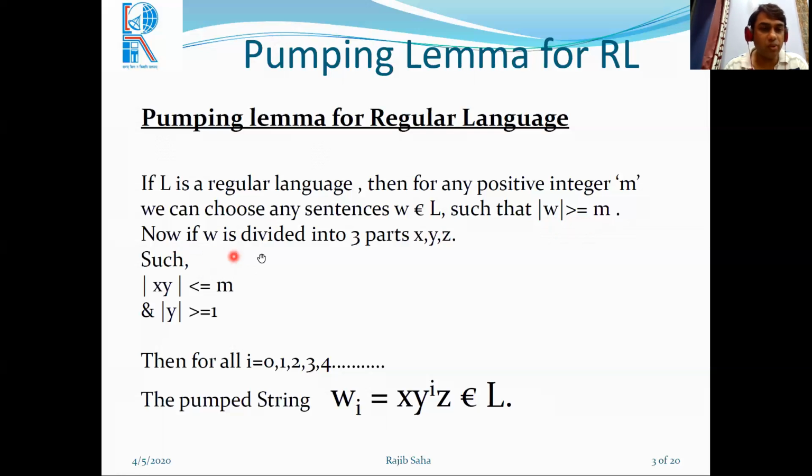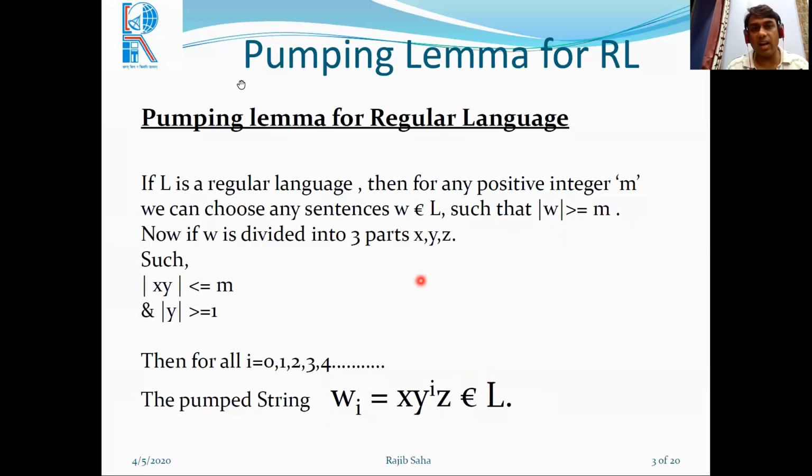Now, if w is divided into 3 parts, x, y, and z, such that mod of xy is less than or equal to m, and mod of y is greater than or equal to 1. One thing we should understand by this representation is that the length of x sometimes may become 0, but the length of y cannot be 0. It is always greater than or equal to 1. The minimum length of y is always 1. Then for all i equal to 0, 1, 2, 3 and so on, the pumped string w_i, which is equal to x y to the power i z, belongs to L. So this is basically the pumping lemma.